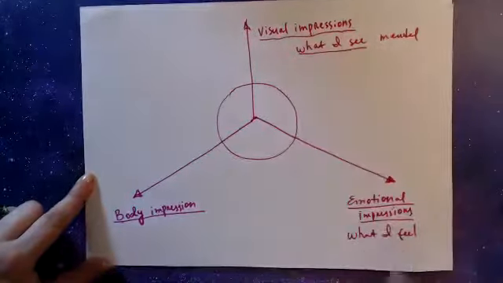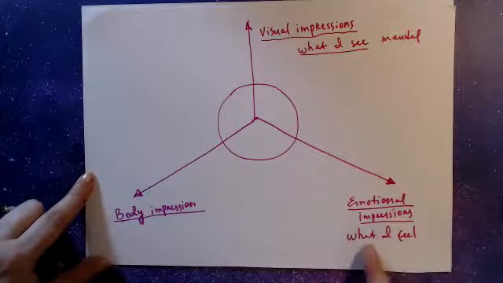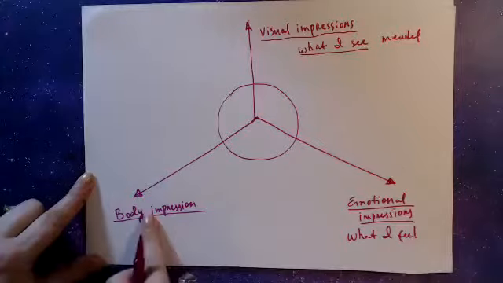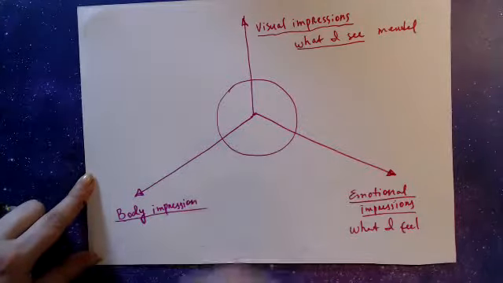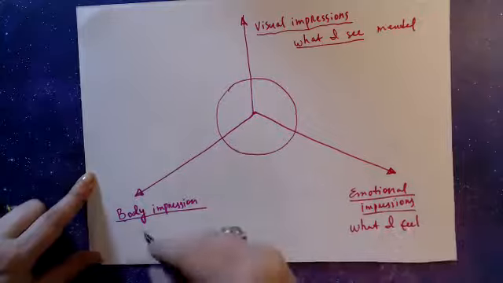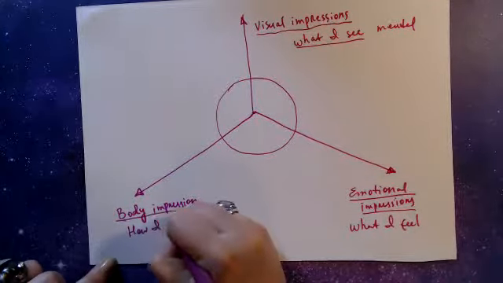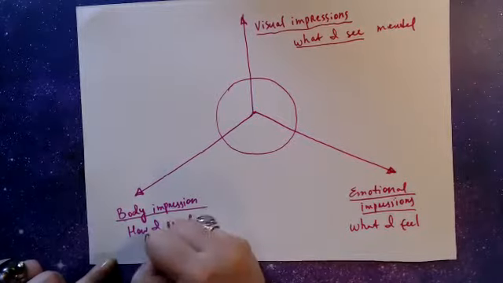So here you see mental. Now, emotional impression, what I feel, right? Also in the NeuroTrack, we include it, and also body impression, right? Body impression. So here, what I feel and how I react body-wise.